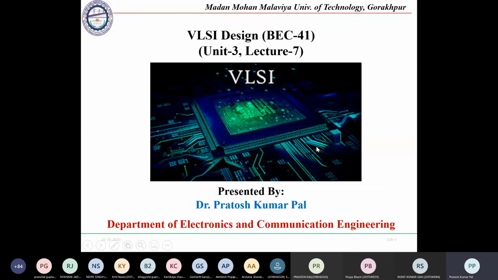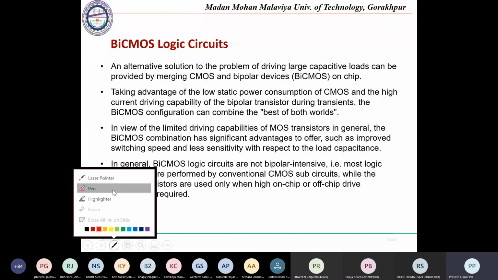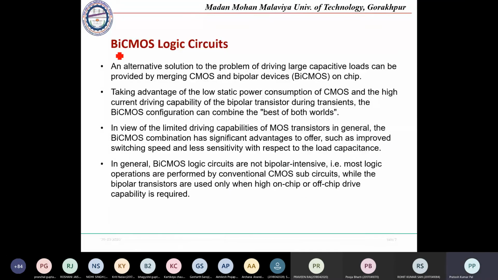So the next topic in this unit is BiCMOS logic. As the name suggests, it is BiCMOS. Here, Bi stands for bipolar transistor, that is called BJT, and CMOS you already know. So any logic can be designed by using the BJTs as well as the CMOS logic.